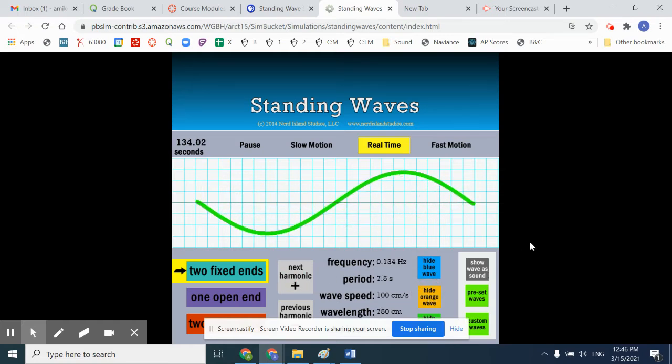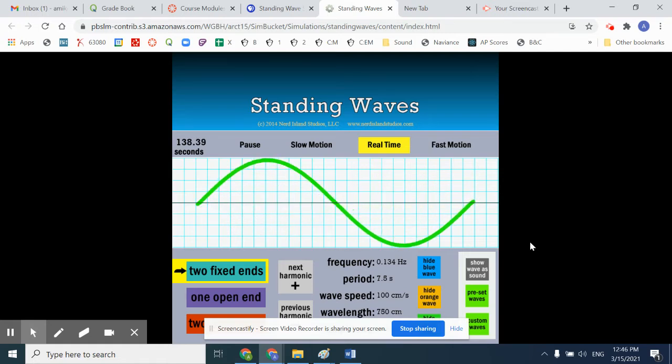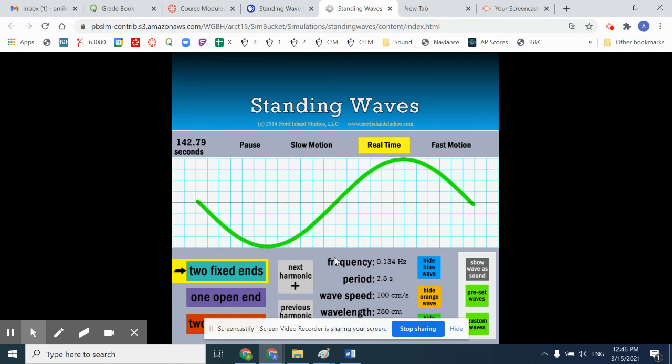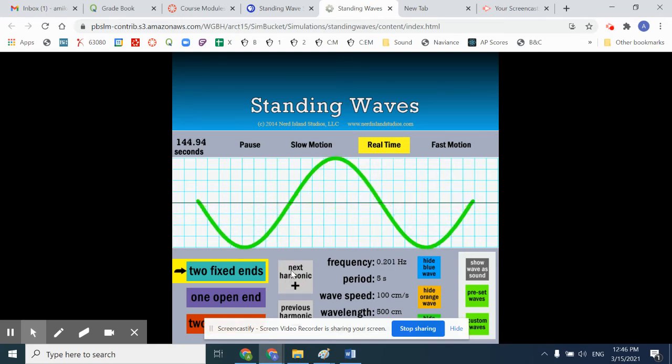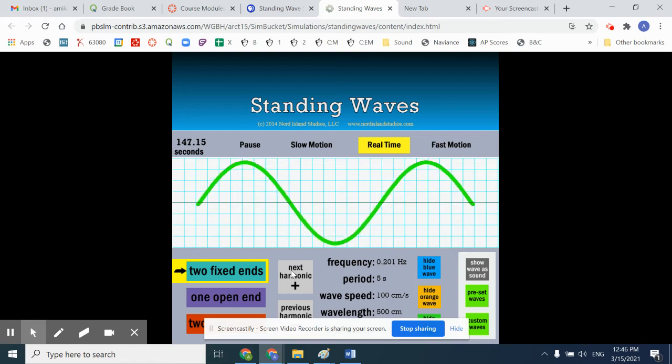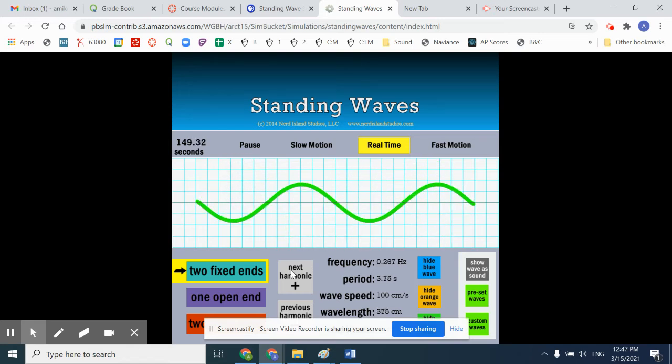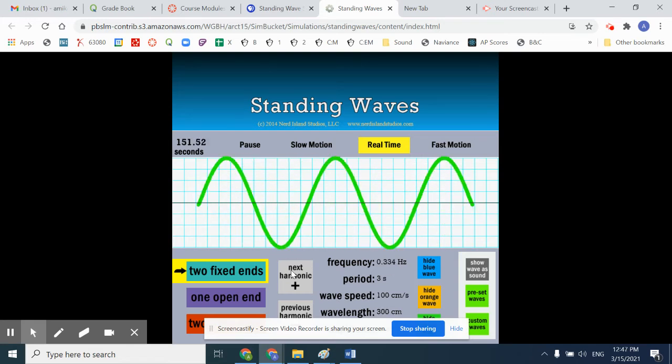Now, if I want to look at one full standing wave, this is going to have three nodes for me, one on each end and one in the middle. As I increase, I get more nodes, more antinodes, and the process goes on and on.